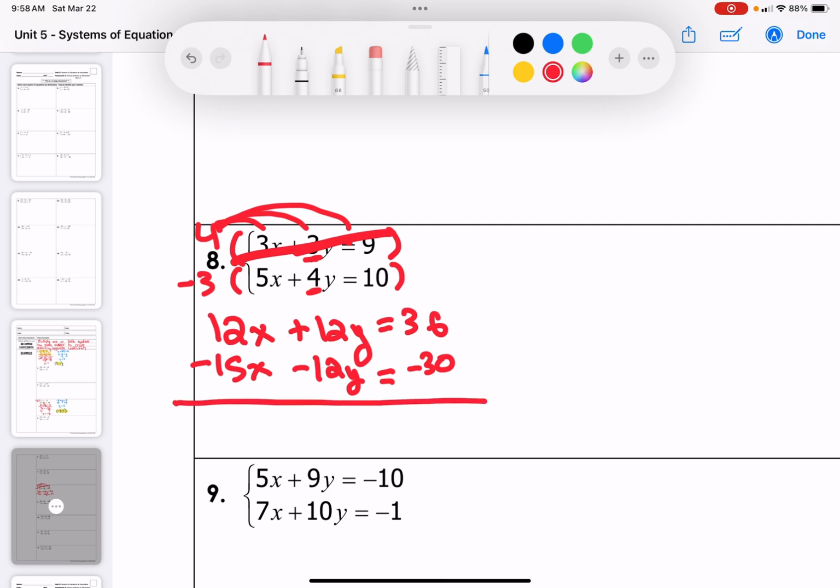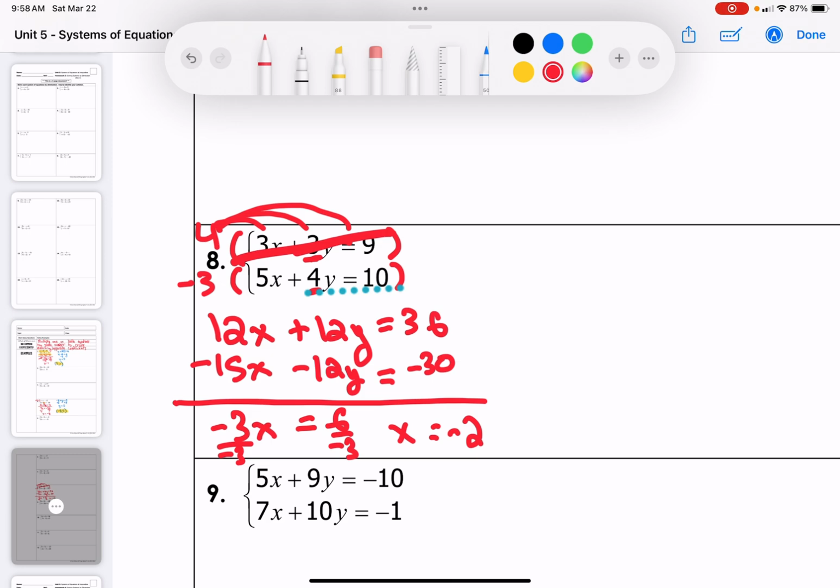All right. Now let's combine our two expressions. 12x minus 15x is going to be negative 3x. 12y minus 12y is going to be 0y, so I'm not even going to put it down. And that's going to be equal to 36 minus 30, which is going to give me positive 6. Divide both sides by a negative 3. My x is equal to a negative 2. All right, so that's the x.